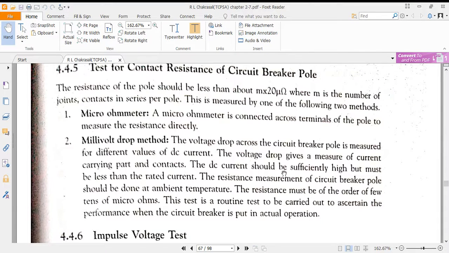Now, is it visible now? PDF is visible? Yes, good.